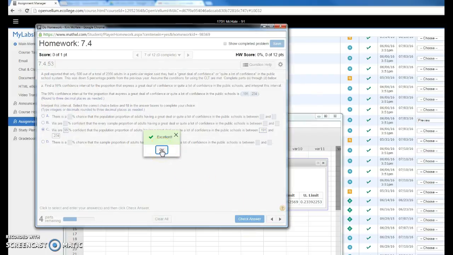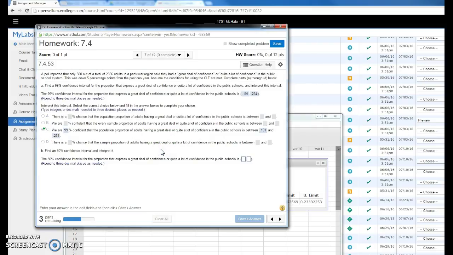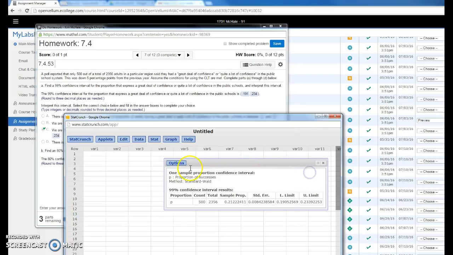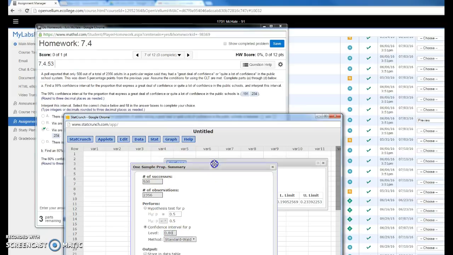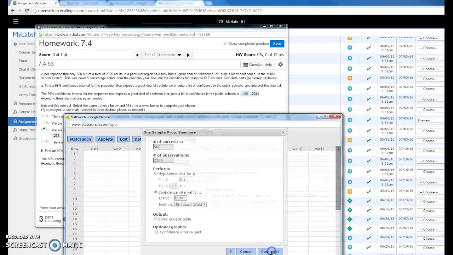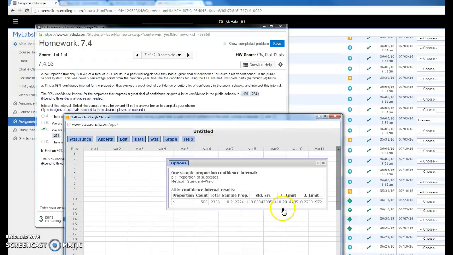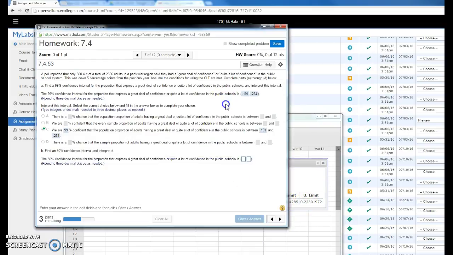The difference is this isn't a probability of that occurring. It's how confident we are in the method. So for an 80% confidence interval, I'm going to go back here and hit Options, Edit. Then I'm able to keep my same data, but I can change my confidence interval to 80%. Then hit Compute. And I have a lower limit of 0.201 and an upper limit of 0.223.